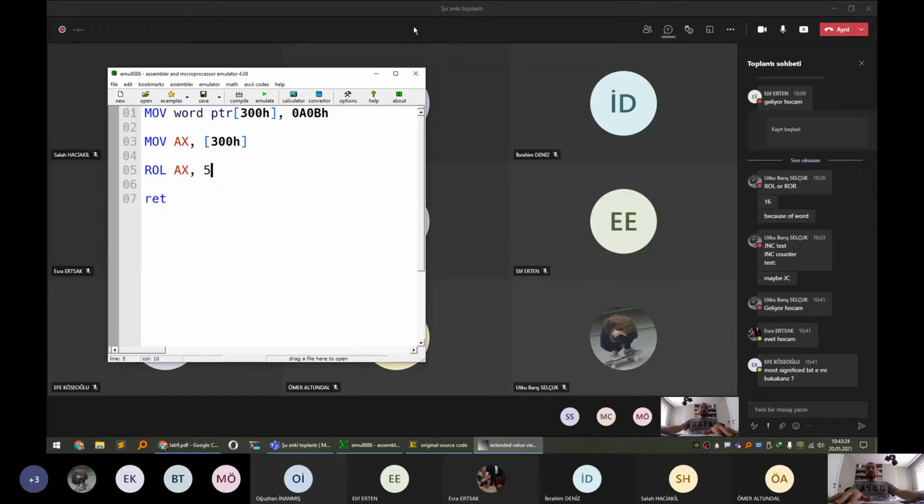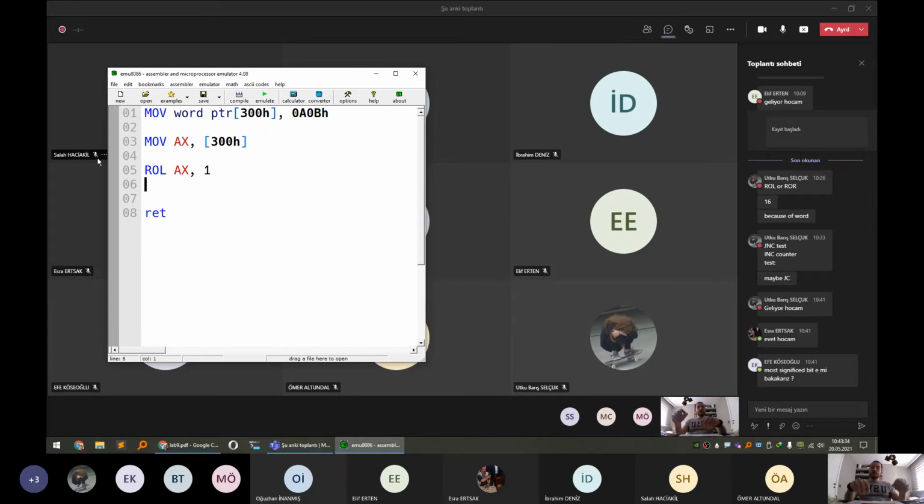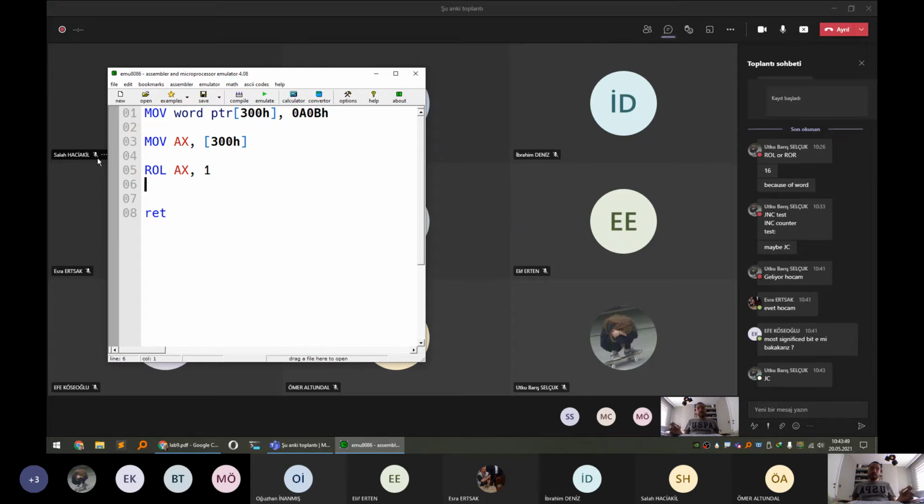So, we need to rotate this AX. At every rotation, I need to check if the most significant bit becomes 1 or not. How can I check the most significant bit? Any idea? By using rotate, not test.